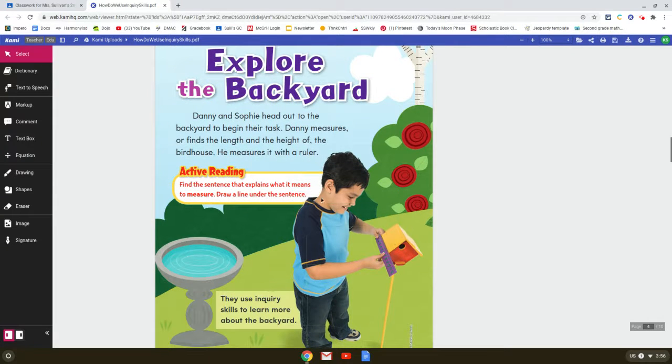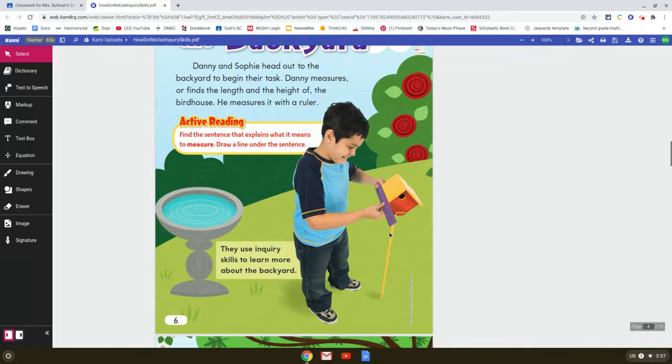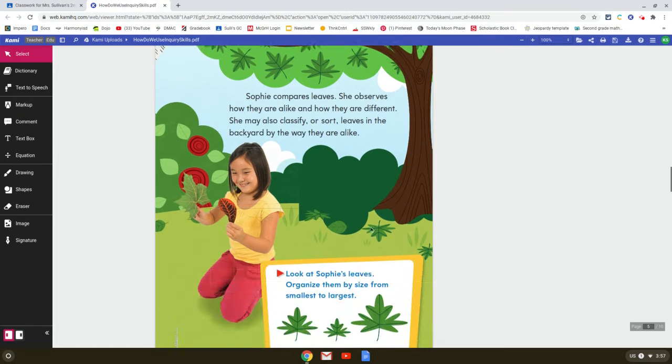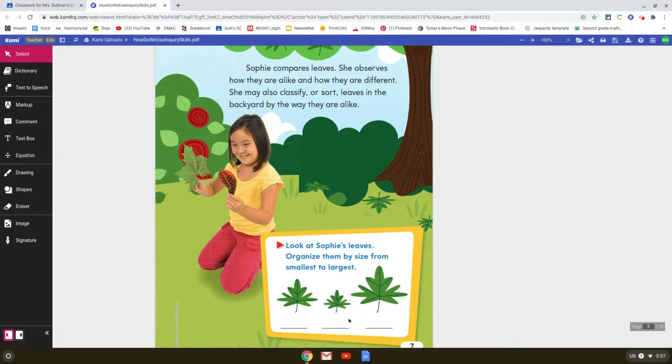Okay, here we are back to Danny and Sophie. They're working in their backyard. After you read this, find the sentence that explains what it means to measure and underline that sentence. Here's Sophie comparing leaves, and be sure to organize these leaves by size. You can put 1, 2, or 3.